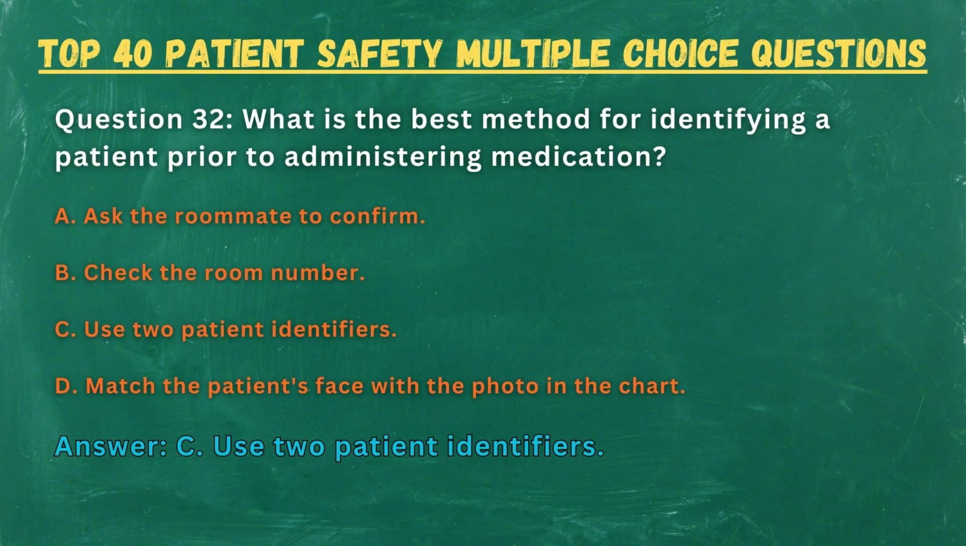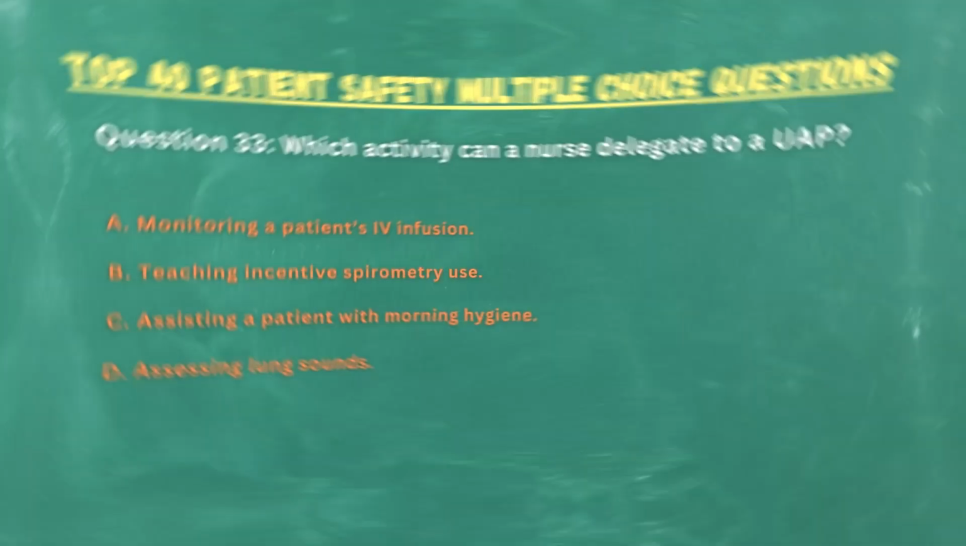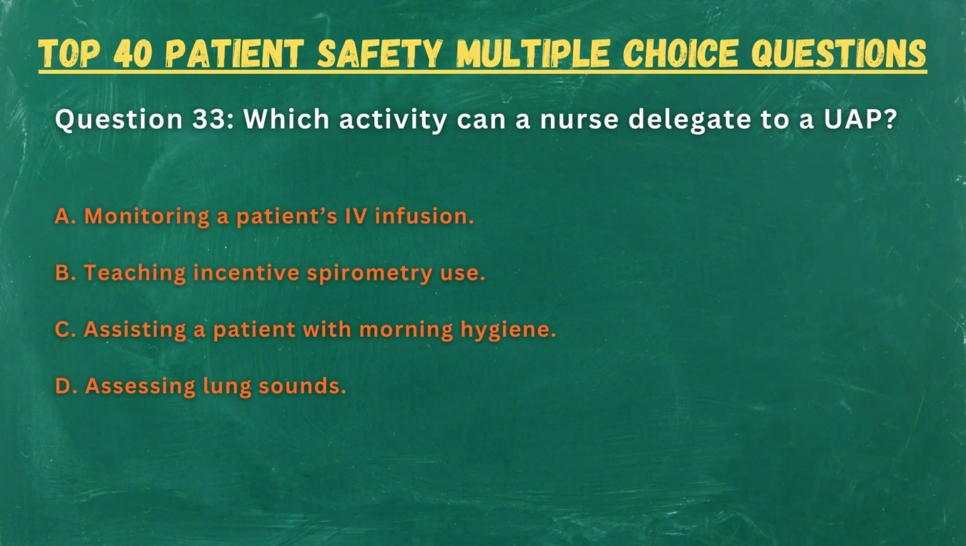Answer: C. Use 2 patient identifiers. Question 33. Which activity can a nurse delegate to a UAP? A. Monitoring a patient's infusion. B. Teaching incentive spirometry use. C. Assisting a patient with morning hygiene. D. Assessing lung sounds.